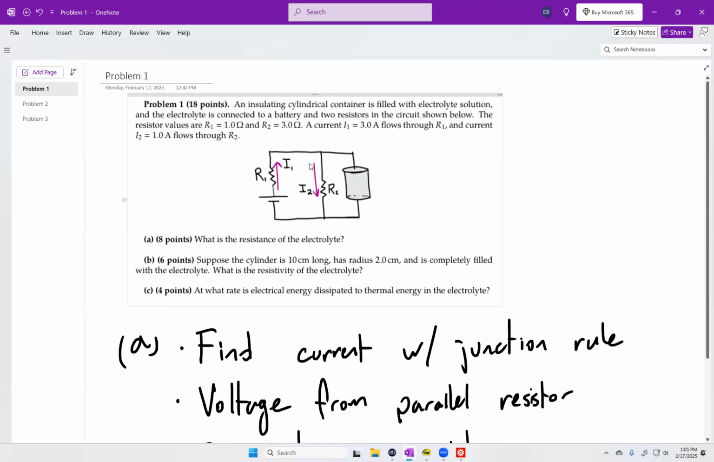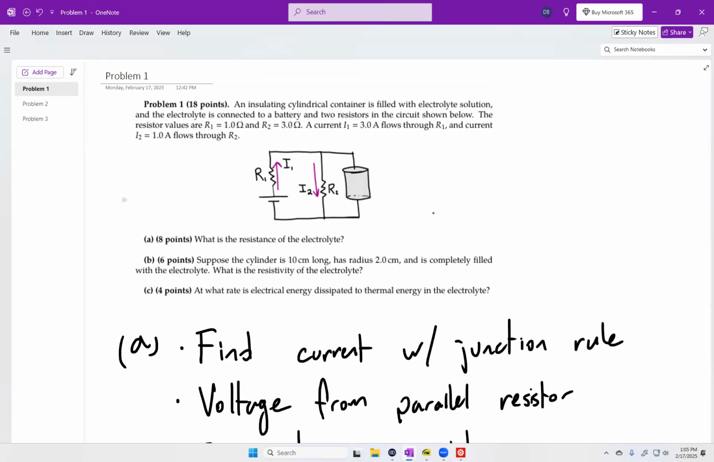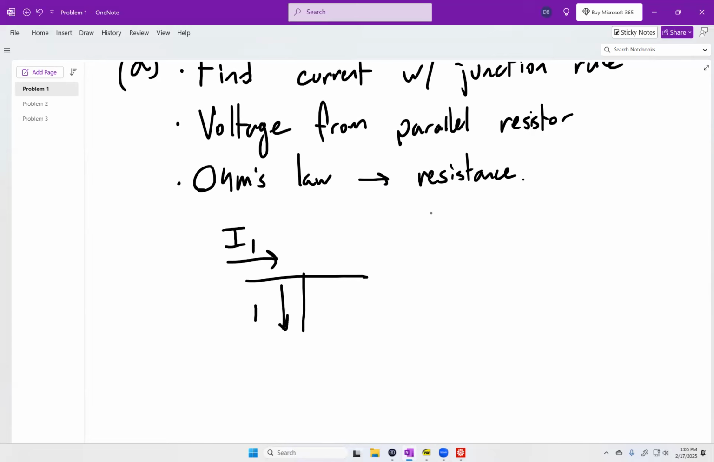Okay, so if I apply the junction rule here, let me label the current through this resistor I3. Okay, and I have this junction at the top where I have I1 going in, I2 going out, and then I3 going out. So I have I1 equals I2 plus I3.